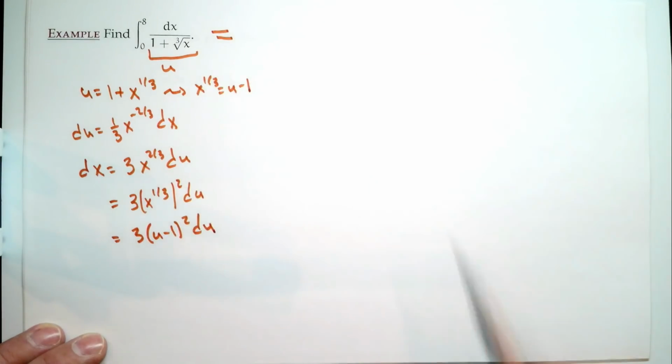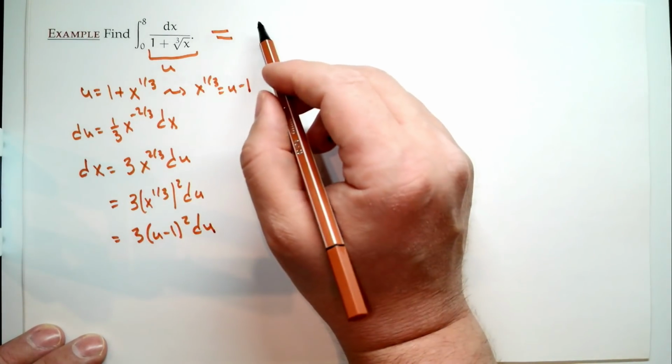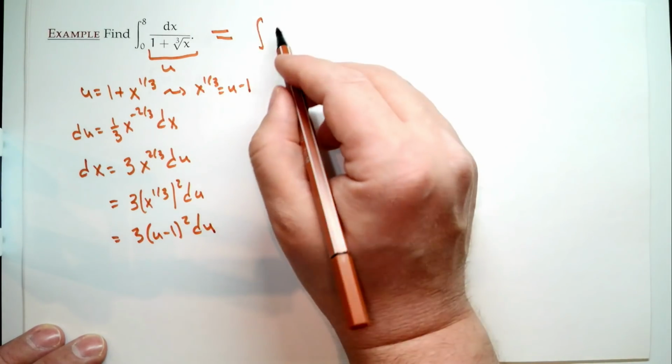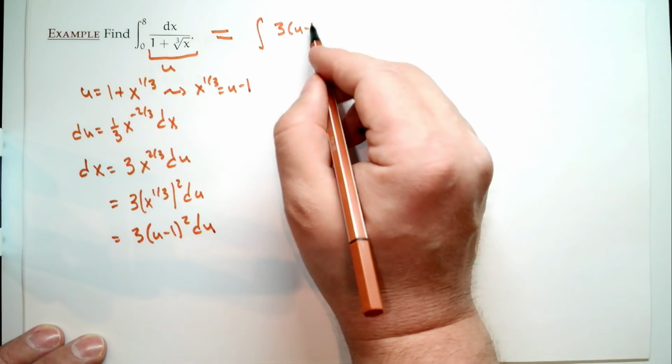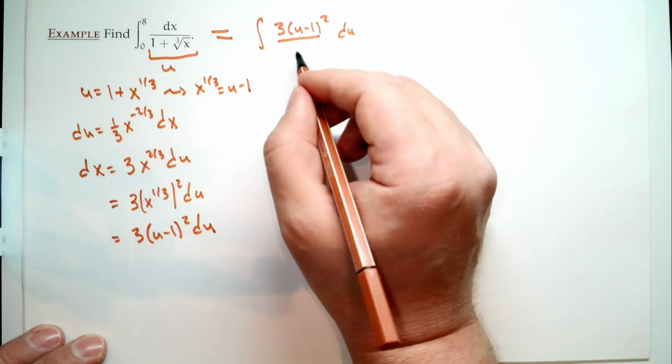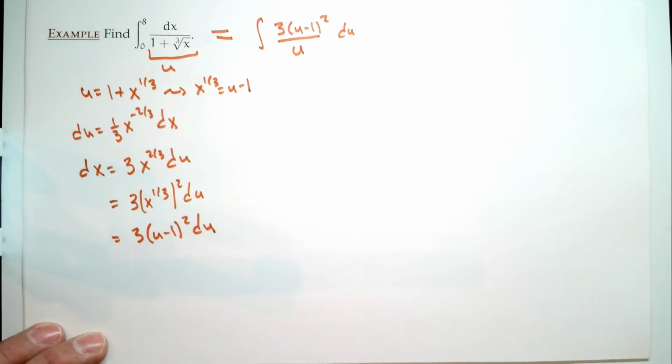Now we're in good shape, because what's going to happen? We're going to do an integral. The dx is going to become 3 u minus 1 quantity squared du. The 1 plus cube root of x is going to become u. So we can get everything now in terms of our new variable. This is a definite integral, which means we need to update our bounds as we go.